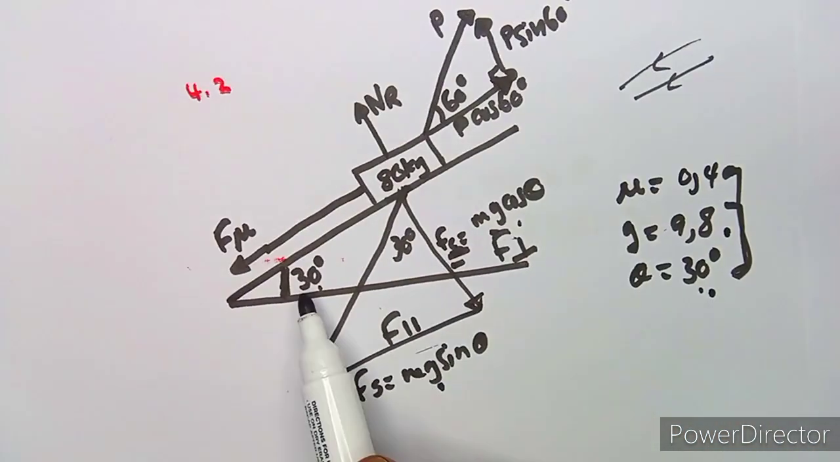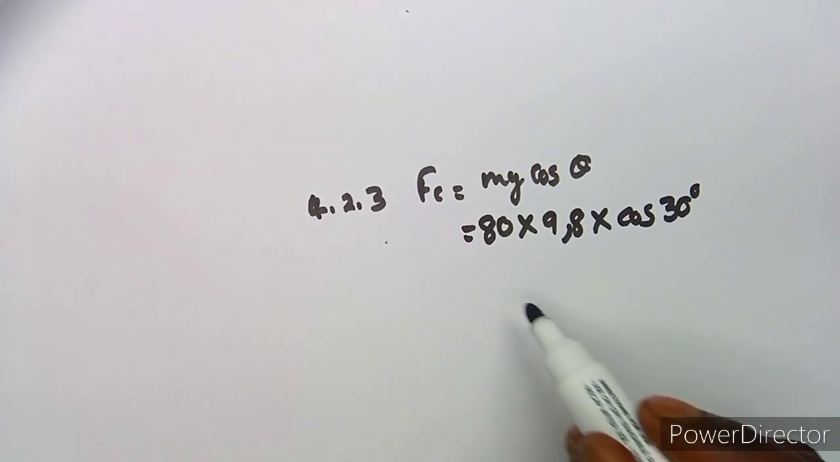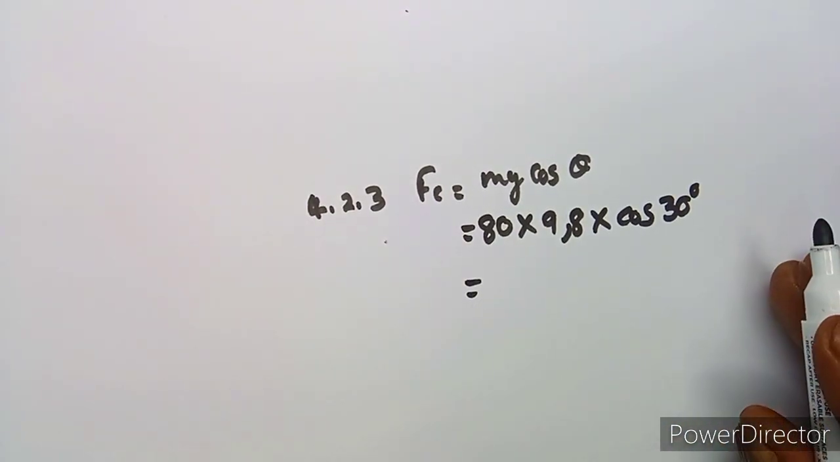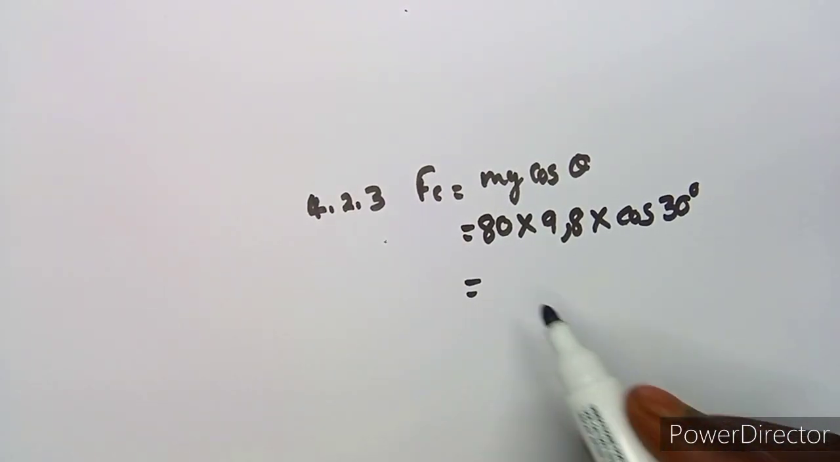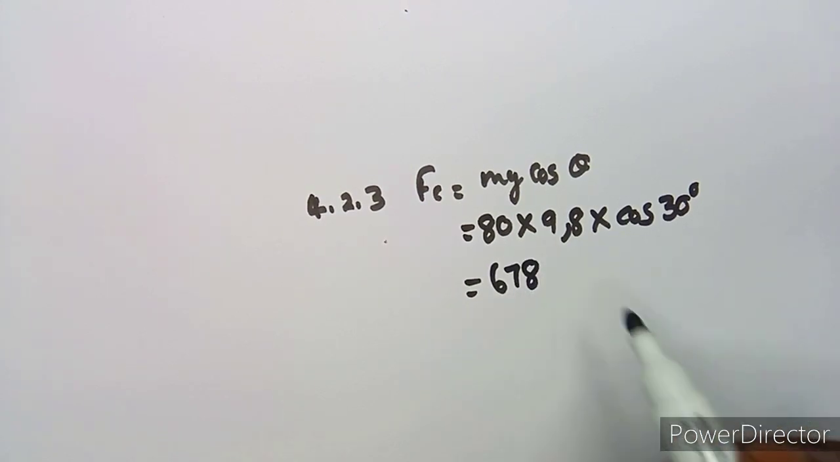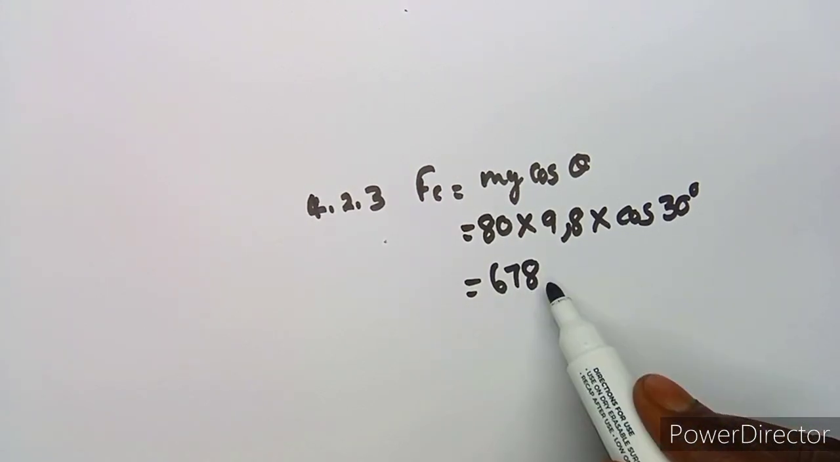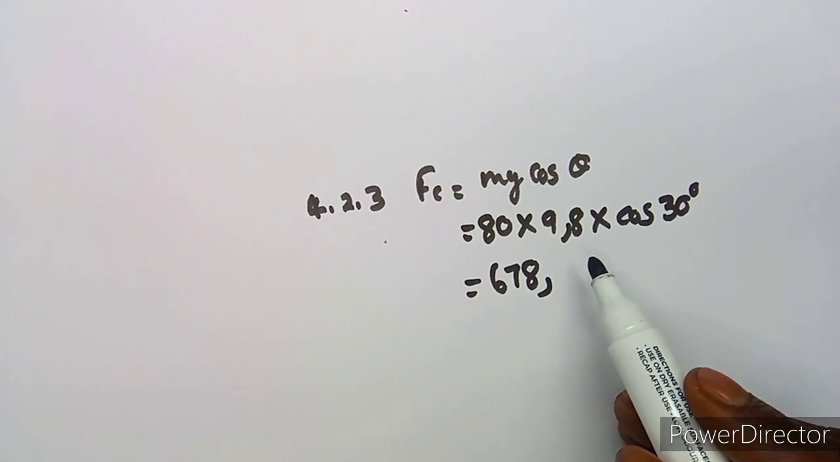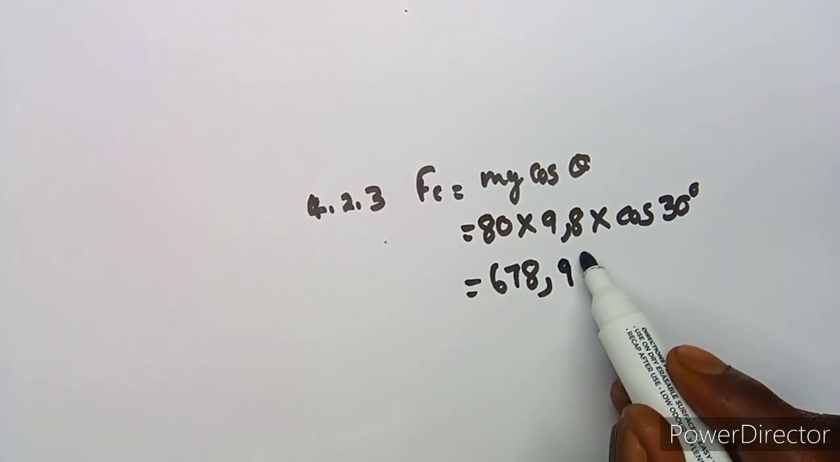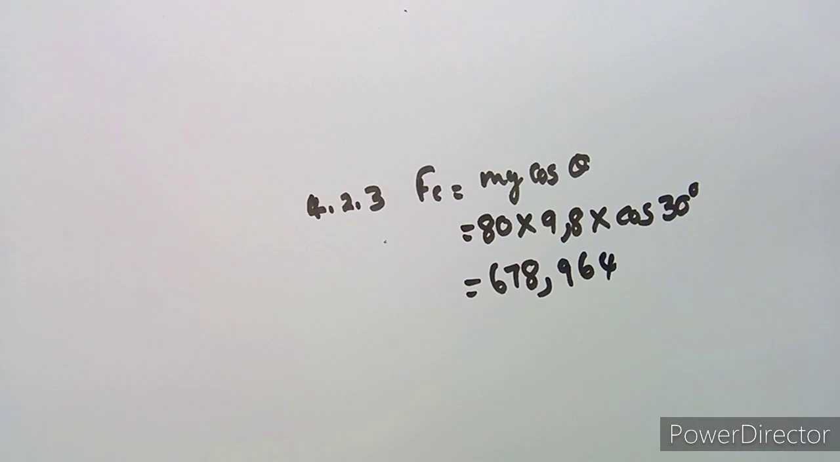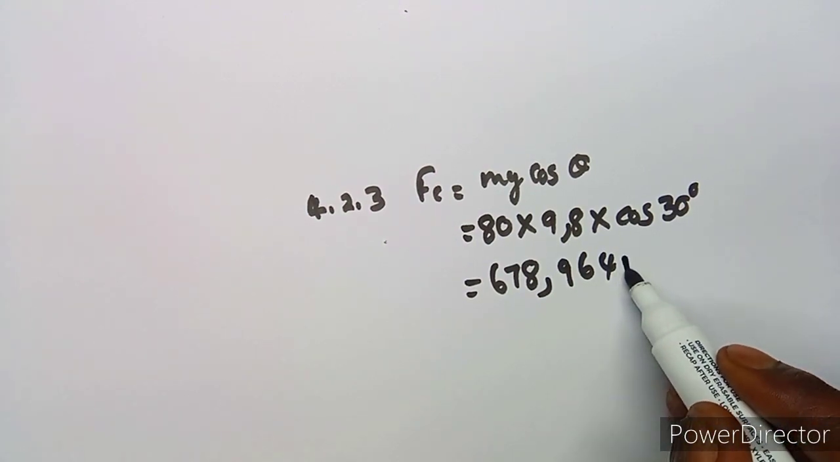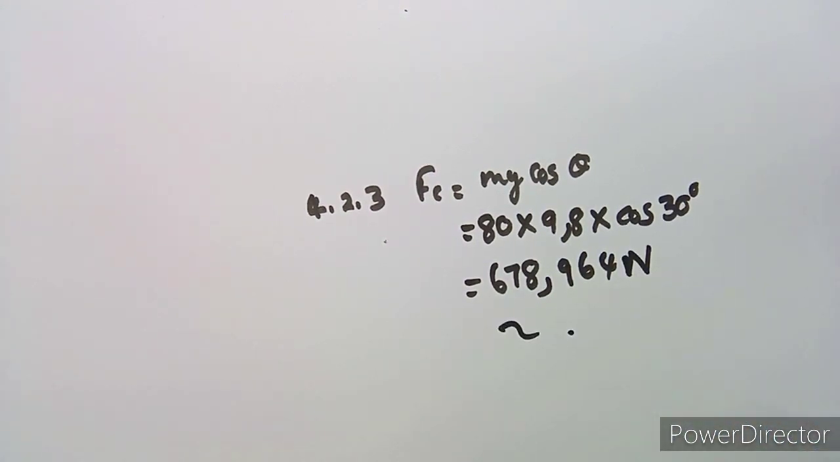Remember, the angle that you are working with is this one. So play around with your calculator. This is going to give us 678.939, something like that, which is going to be 964 Newton. Okay, this is in newtons like that. So that's your FC.